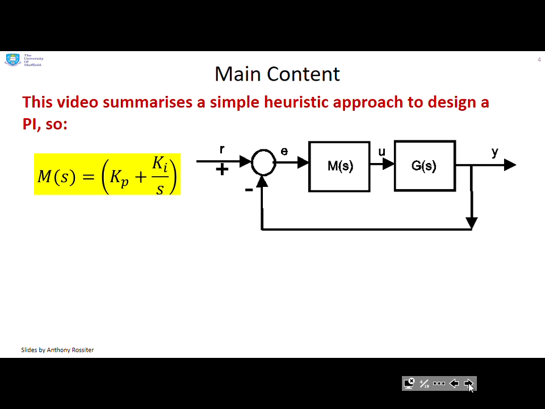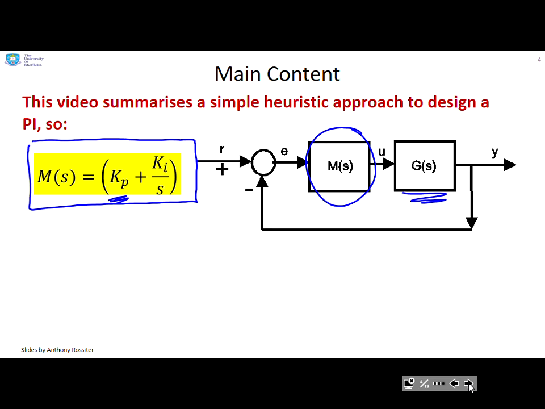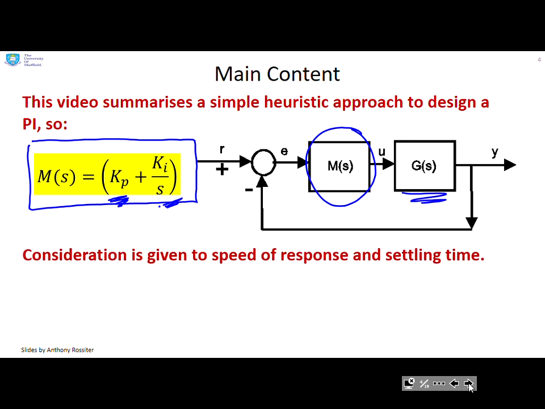What's the main content here then? This video is going to assume that we have a simple design like this, where we have a compensator M and a process G, and the compensator is going to take the form of a proportional plus an integral. You can see the proportional term here, Kp, and the integral term Ki over s. We're going to base our design on just two factors. We're going to look at speed of response, that's transient speed of response, and settling time.